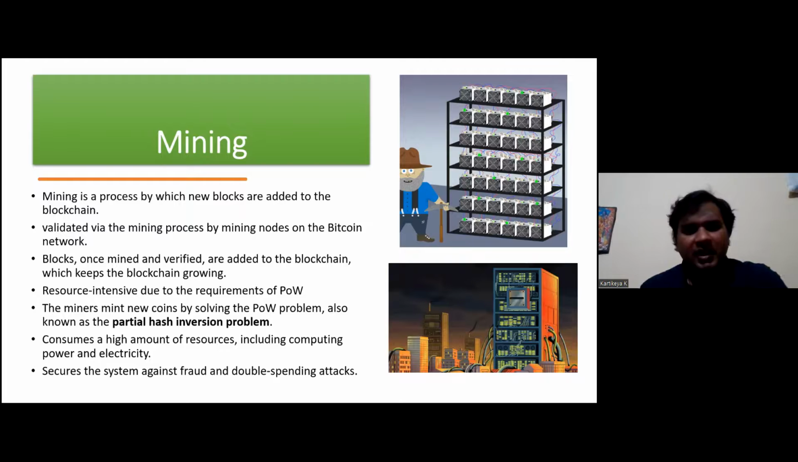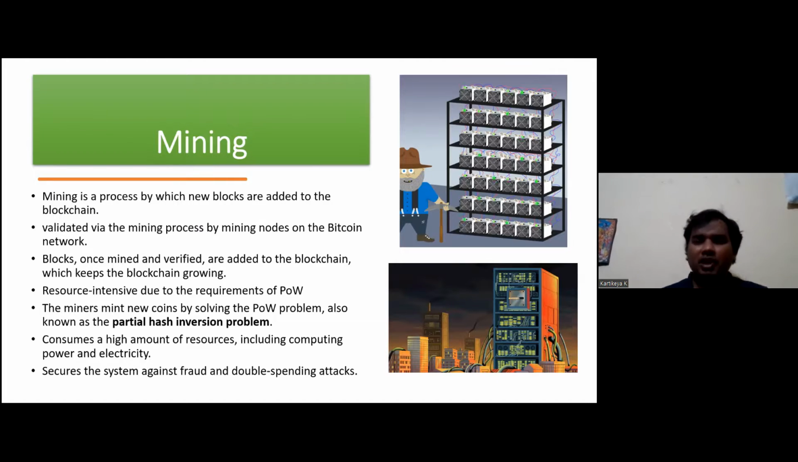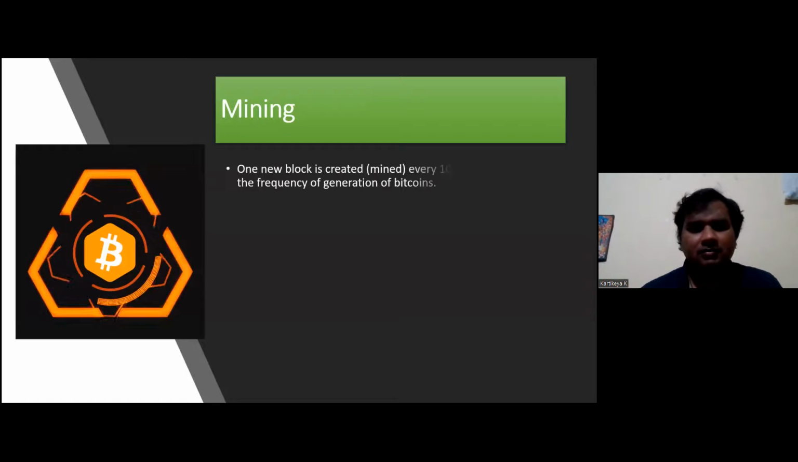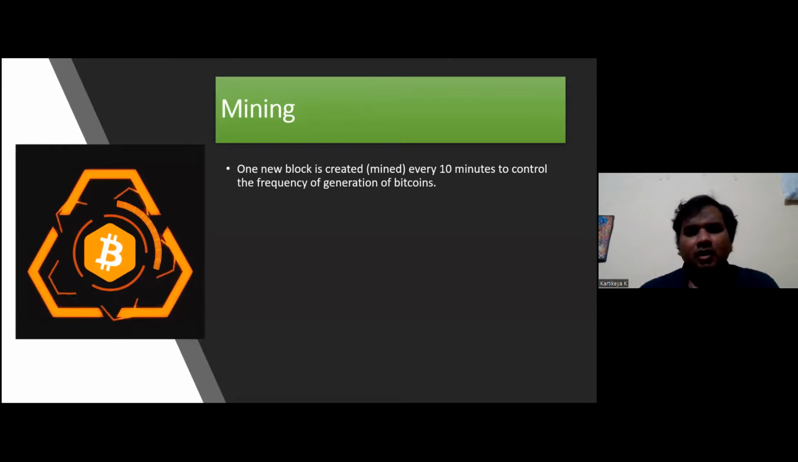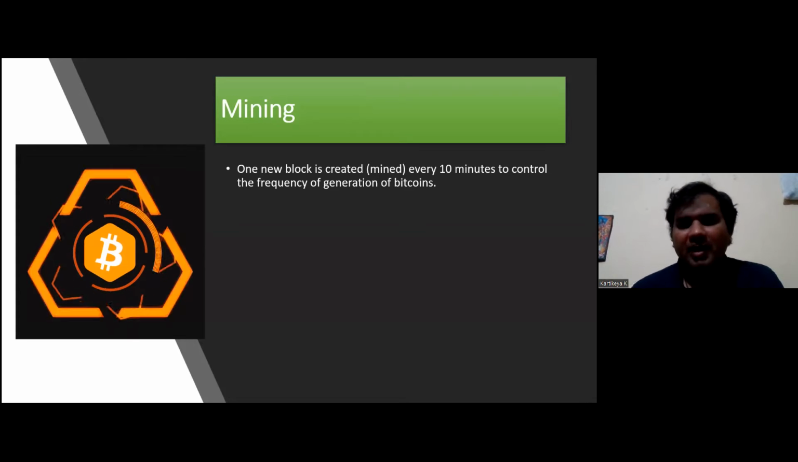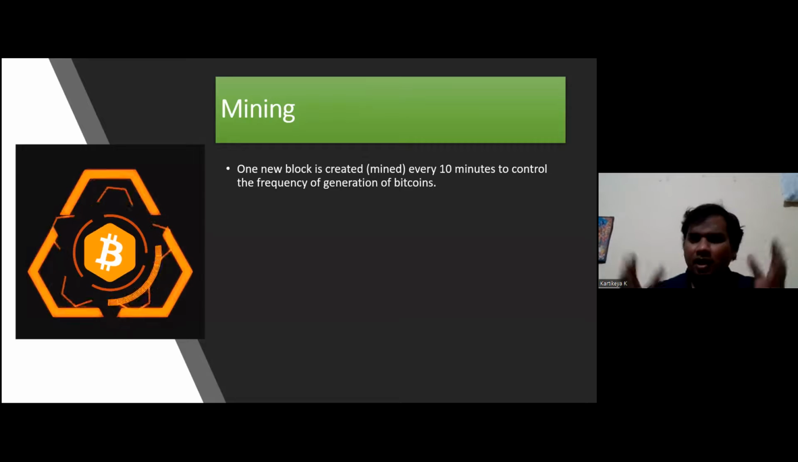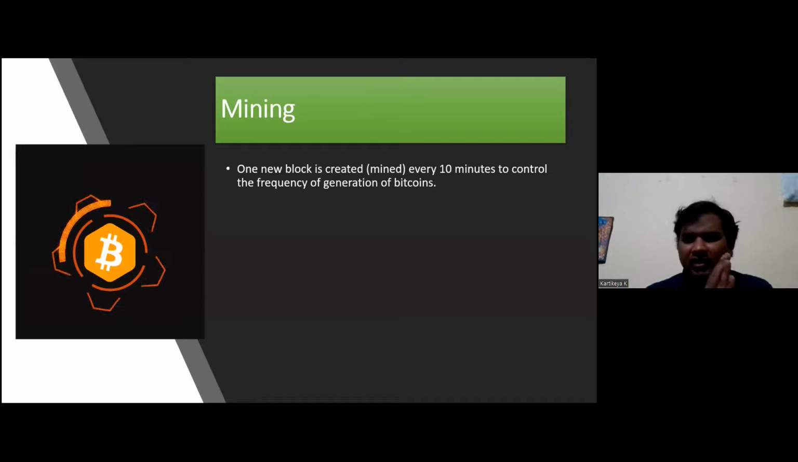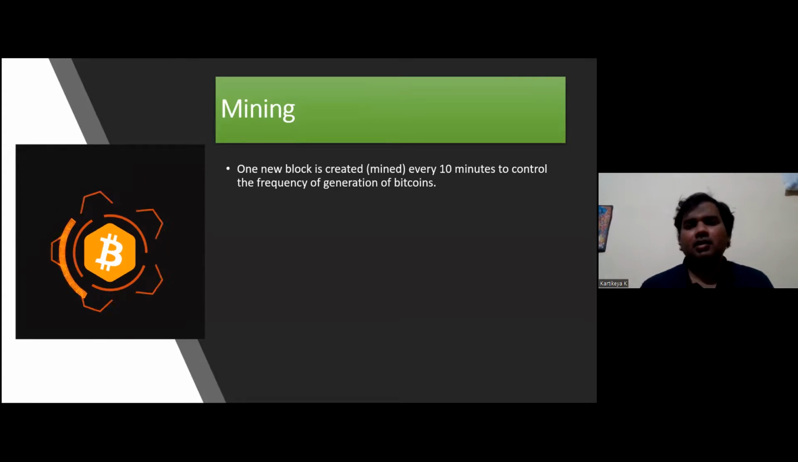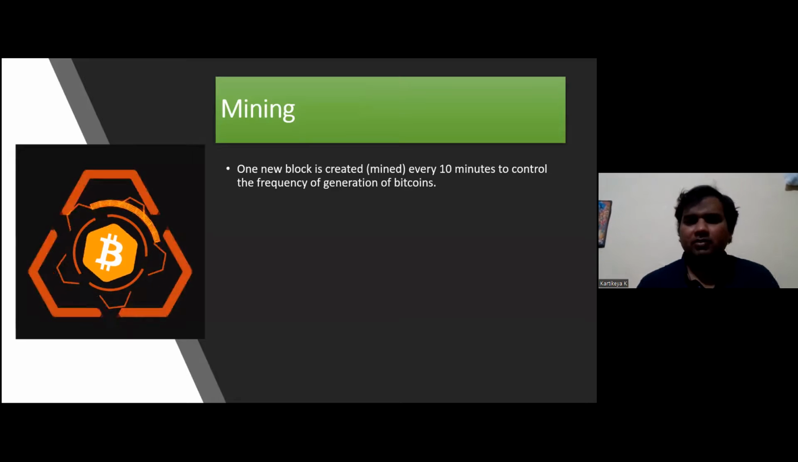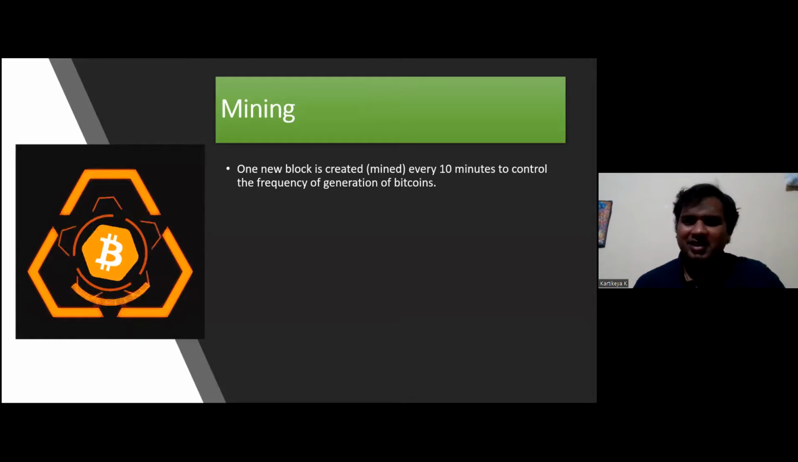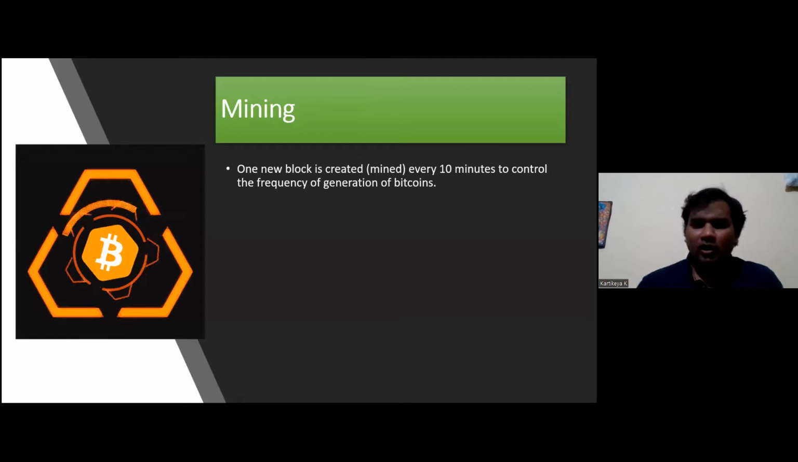Why do we need to go through all this pain? It is to secure the system against fraud and double spending attacks. So security is the main advantage provided by the blockchain. One block is created or mined every 10 minutes to control the frequency of the generation of bitcoins. Earlier we saw, on average, for every 10 minutes, one new block is added to the existing blocks. This new block adding is called mining.